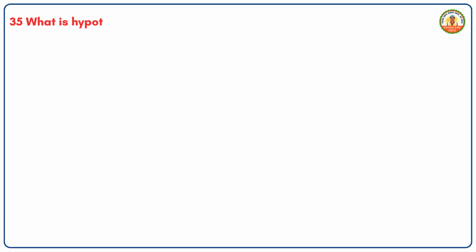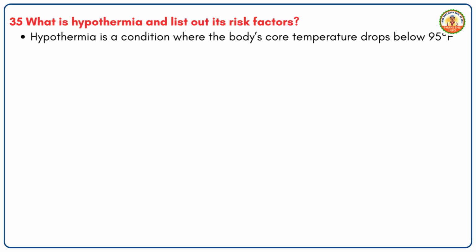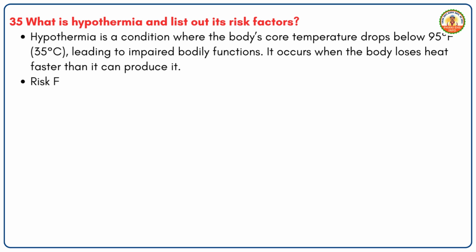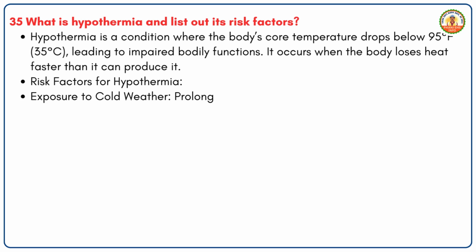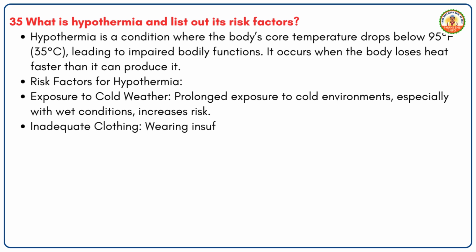35. What is hypothermia and list out its risk factors? Hypothermia is a condition where the body's core temperature drops below 95 degrees Fahrenheit, 35 degrees Celsius, leading to impaired bodily functions. It occurs when the body loses heat faster than it can produce it. Risk factors for hypothermia. Exposure to cold weather: prolonged exposure to cold environments, especially with wet conditions, increases risk.